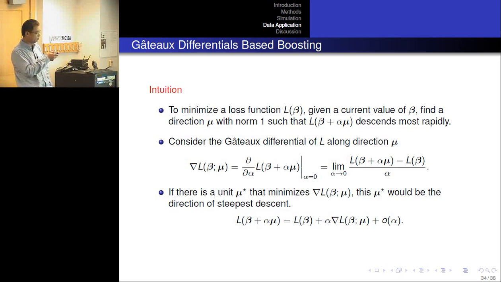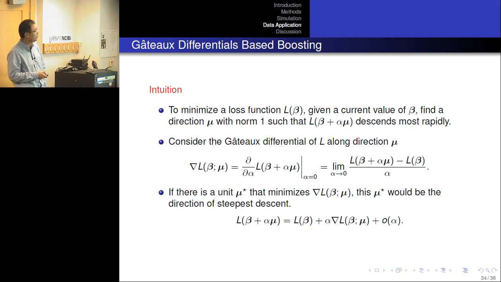Then to solve this problem, we generalize what we proposed previously. We call it Gâteaux differential-based boosting. The idea is similar to the previous algorithm. For example, to minimize a loss function, given the current value of beta, we want to find a normalized direction such that the loss function descends most rapidly. And to solve this problem, we consider the Gâteaux differential of this loss function along the updated direction. The Gâteaux differential, in the finite dimensional case, is just the directional derivative.